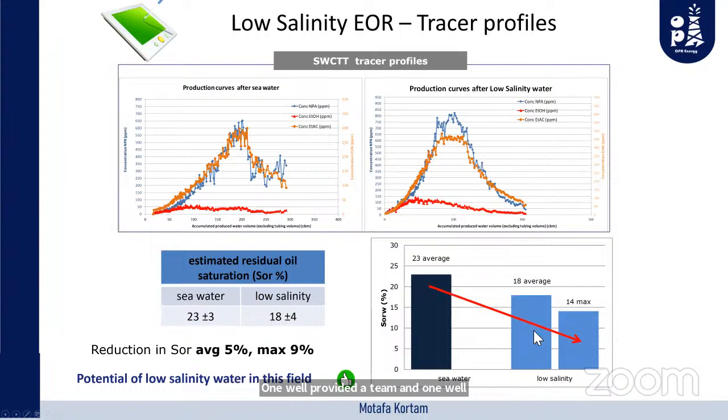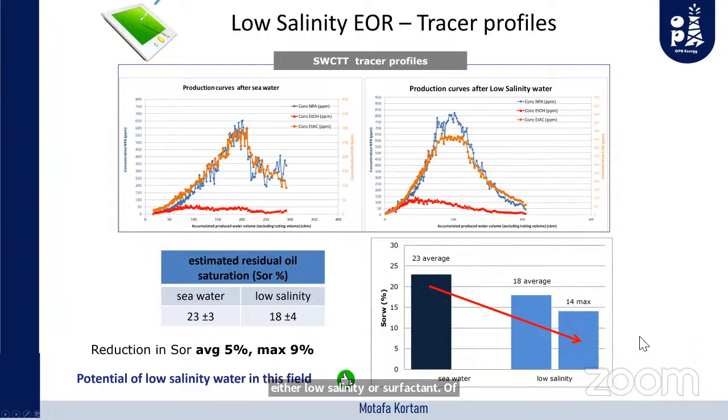So we have this kind of reduction. As we were saying, if you apply the surfactant, it can provide 14. So it means that the surfactant doesn't provide any reduction in the residual oil. So you have to choose either low salinity or surfactant. Of course, the low salinity is much cheaper.